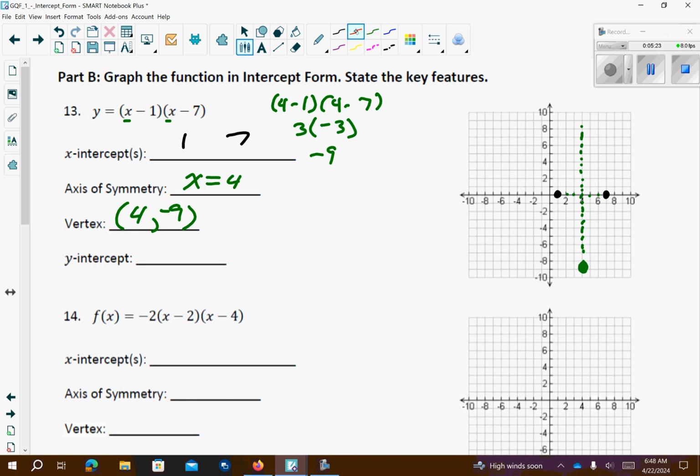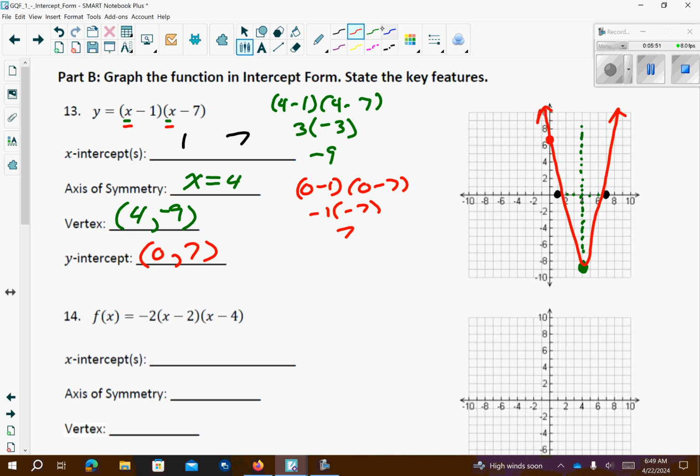If I want the y-intercept, it's going to be at 0 comma something, so I'm going to plug 0 in for x up here. So I'm going to get 0 minus 1 times 0 minus 7. So negative 1 times negative 7 is positive 7. So 0 comma 7 is up here. And that's what it looks like. There's our parabola. Okay, things that you might want to list though is you might want to go 1 comma 0 and 7 comma 0. It's not wrong if you do it the other way, but it shows that you're dealing with points.